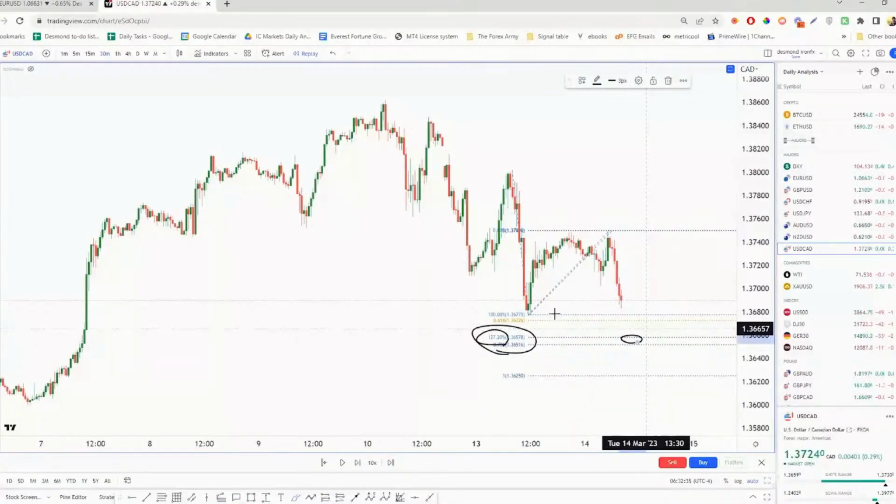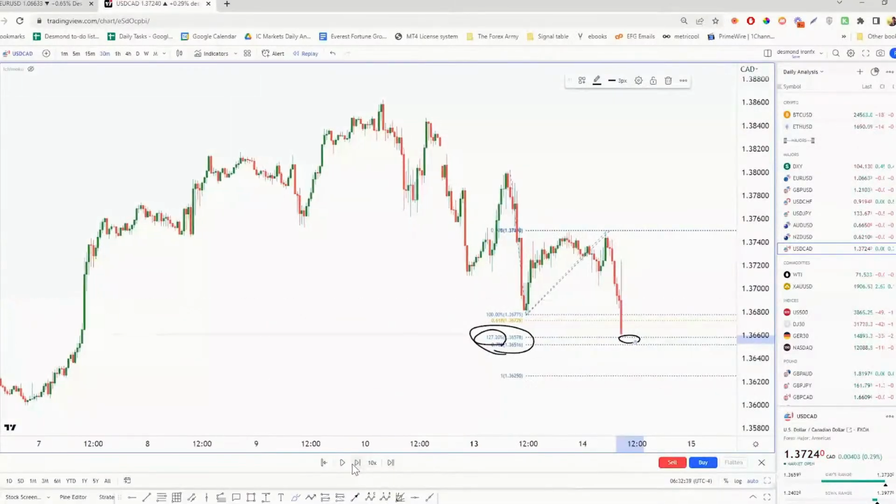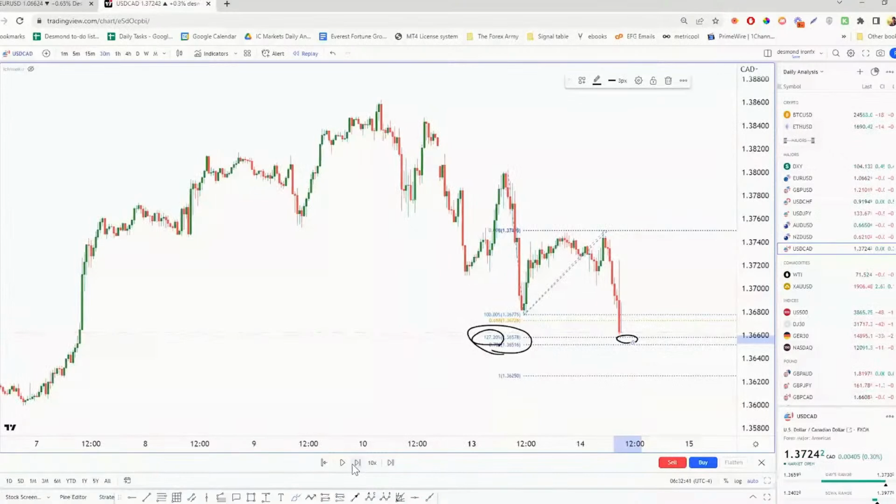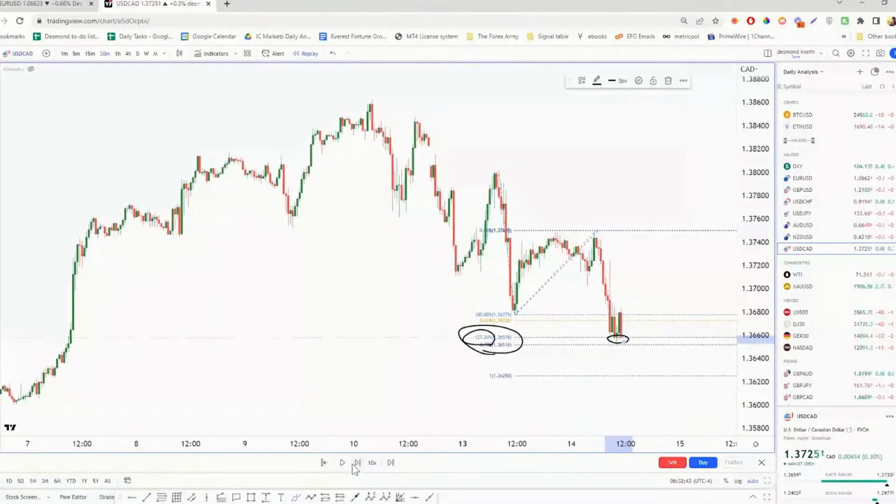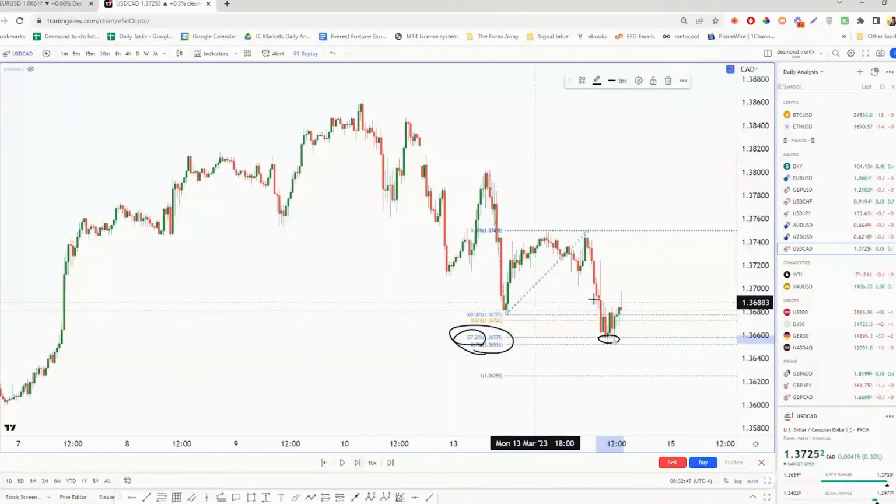What happens when it's like this? Let's show you. Price touches that level and it bounces back up. So you have been able to play this little bounce here, making you a fair bit of money. So it's all about finding the extension level and combining it with other forms of technical analysis.